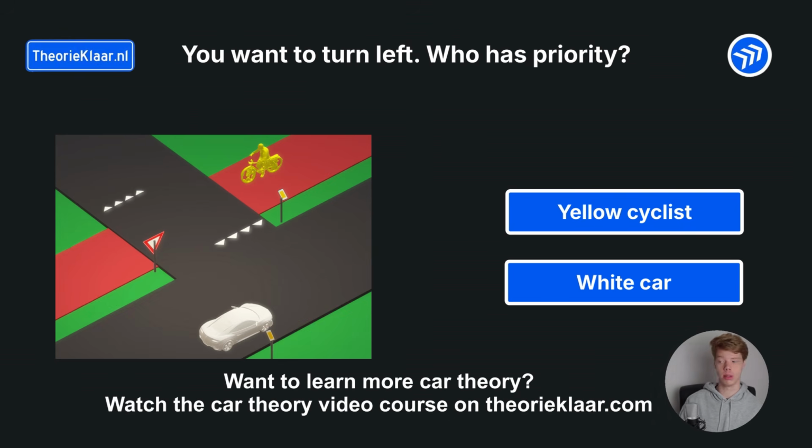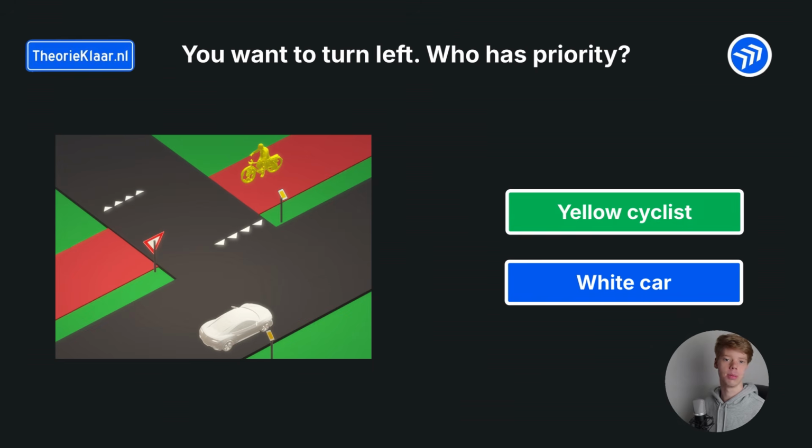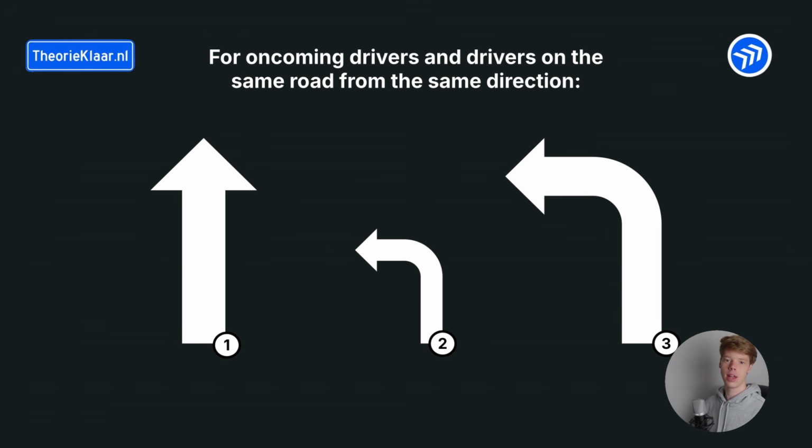You want to turn left. Who has priority? The yellow cyclist or the white car? Then the right answer is the yellow cyclist, because with oncoming traffic, the traffic that goes straight ahead goes first, and then the turning traffic goes.